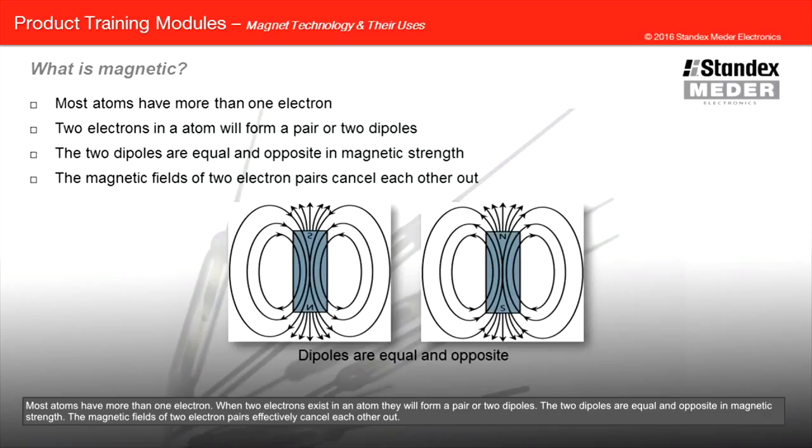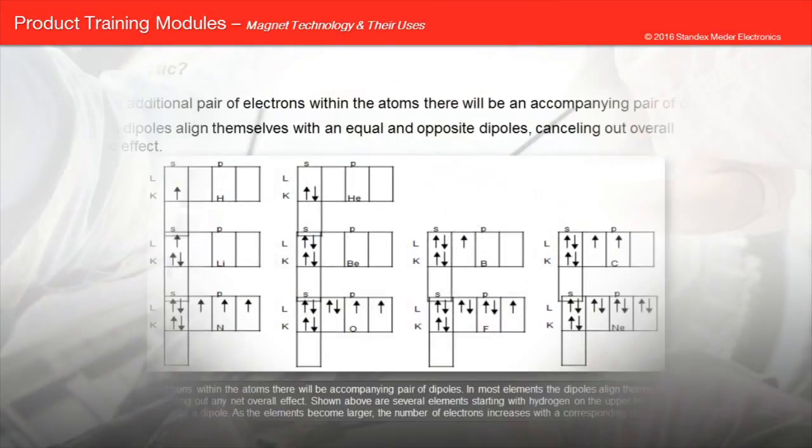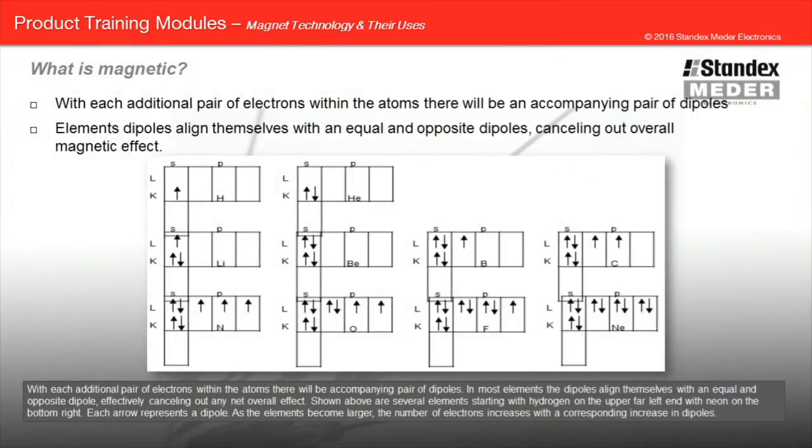Most atoms have more than one electron. When two electrons exist in an atom, they will form a pair of two dipoles. The two dipoles are equal and opposite in magnetic strength. The magnetic fields of two electron pairs effectively cancel each other out. With each additional pair of electrons within the atoms, there will be an accompanying pair of dipoles. In most elements, the dipoles align themselves with an equal and opposite dipole, effectively canceling out any net overall effect.